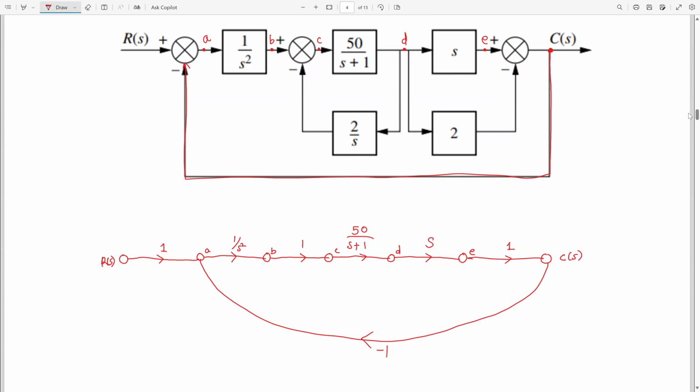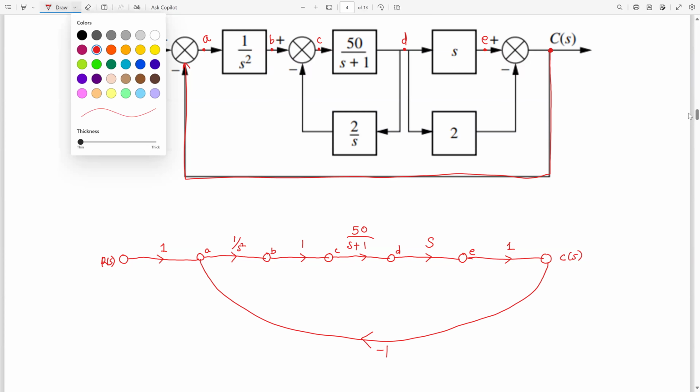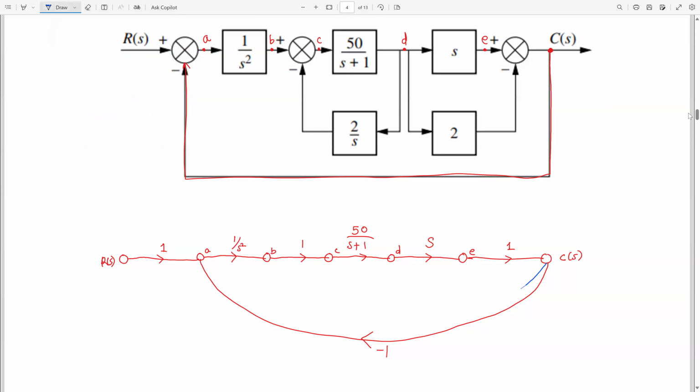Minus 1 because of the minus here, and then the transfer function of a line or a branch in a control system is 1. Now I did not draw from C to R of S, because if I do that, then I'm trying to say that the output of this summing junction here is R of S. And based on what you are seeing here, the output of this summing junction is not R of S, but it's A.